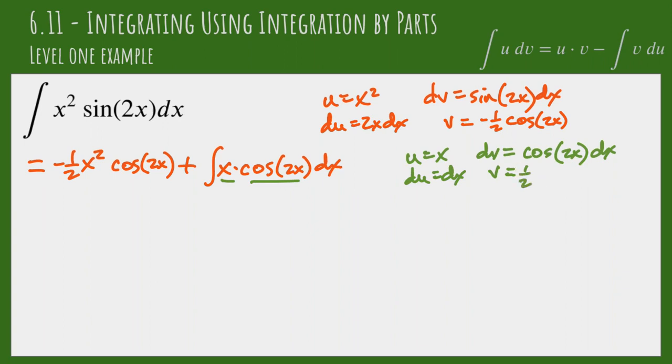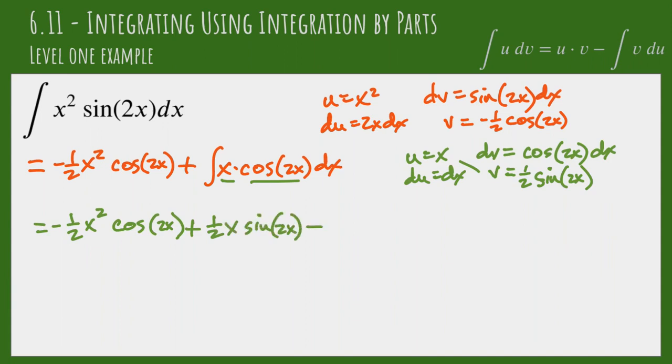Oops. It's going to be positive 1/2 sine of 2x. So this is going to equal negative 1/2 x squared cosine of 2x. And then for this expression, we're going to have u times v. So it's going to be plus 1/2 x sine of 2x minus the antiderivative of v du.